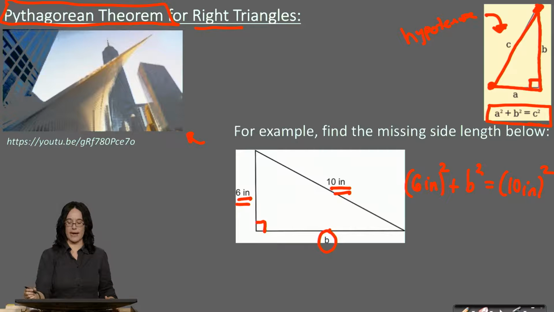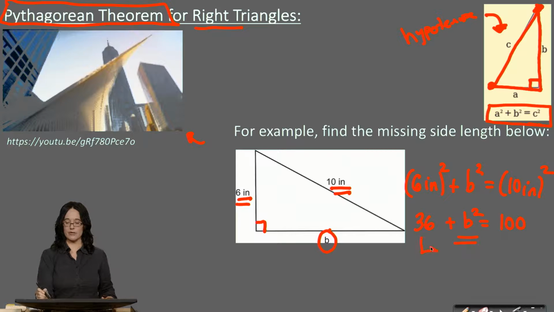So let's take a look at what happens here. We would end up with 6 times 6, or 36 square inches. So technically this is in square inches, and you'll see what happens at the end. Plus B squared, and 10 times 10 is 100, or 100 square inches, okay? And then you would have to solve this mathematical equation. Now, this is not a linear equation, so it's a little more complicated. One way to solve this degree 2 equation from algebra is to get the squared term by itself and get the number on the other side.